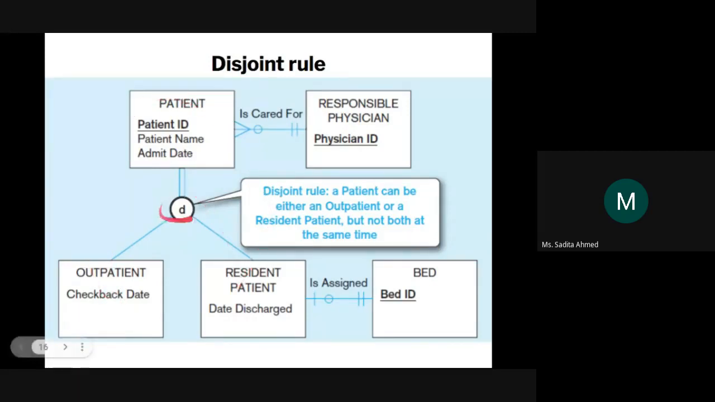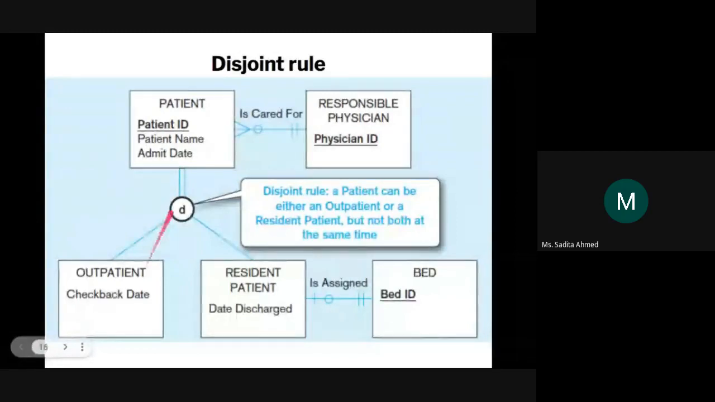And the disjoint rule, represented by this D inside the circle, tells us that a patient instance cannot be both outpatient and resident patient at the same time. And that's right, they cannot be. Because resident patients will not have a check back date and outpatients will not have a bed assigned to them. They're not staying in the hospital. They don't have a bed assigned to them. And they won't have a date discharged because they haven't been admitted to stay or reside within the hospital at all. They're just visiting, all right?